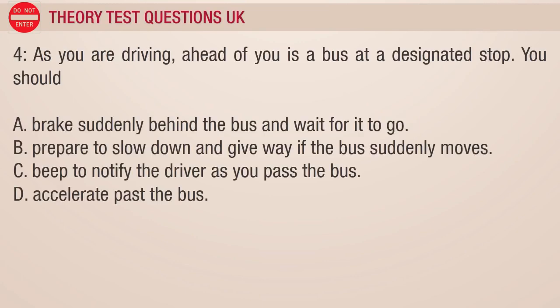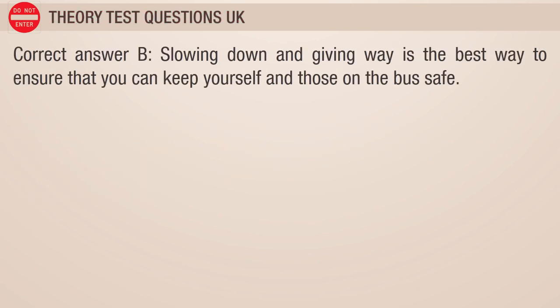Question 4. As you are driving, ahead of you is a bus at a designated stop. You should: A. Brake suddenly behind the bus and wait for it to go. B. Prepare to slow down and give way if the bus suddenly moves. C. Beep to notify the other driver as you pass the bus. D. Accelerate past the bus. Correct answer B. Slowing down and giving way is the best way to ensure that you can keep yourself and those on the bus safe.